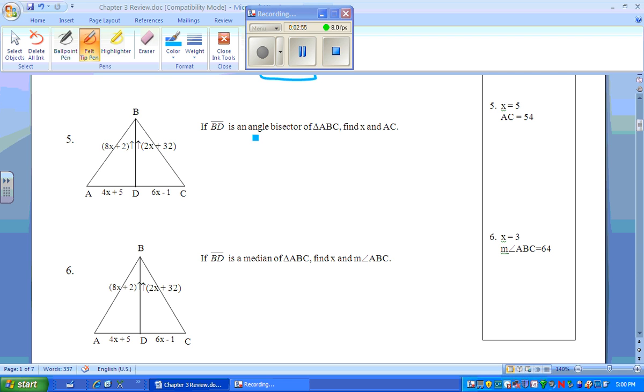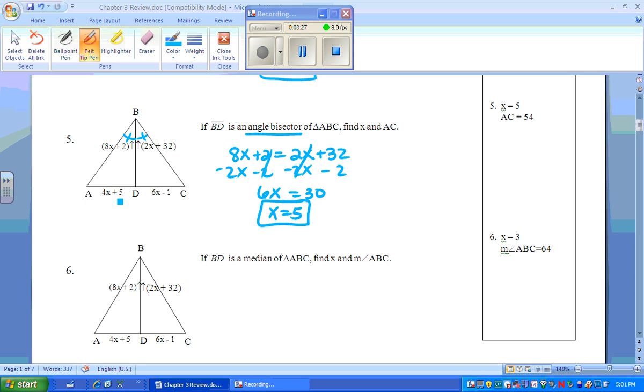Next is the angle bisector. Just like we did when we learned it in chapter 1, it bisects angles. So look for what angle it's bisecting. BD is bisecting the upper angle up here, which means that we could plug in 8x plus 2 equal to 2x plus 32. Solve it, minus the 2x over this way, at the same time minus the 2 the other way. So I get 6x is equal to 30. X equals 5.